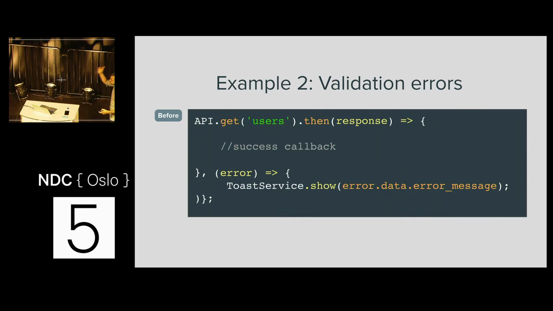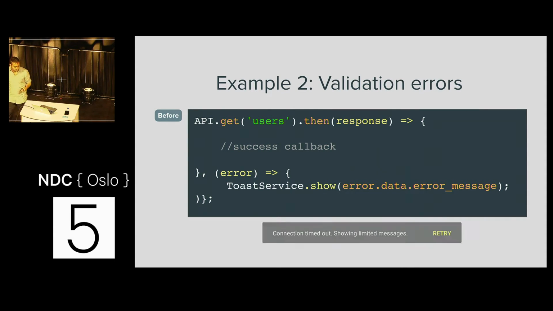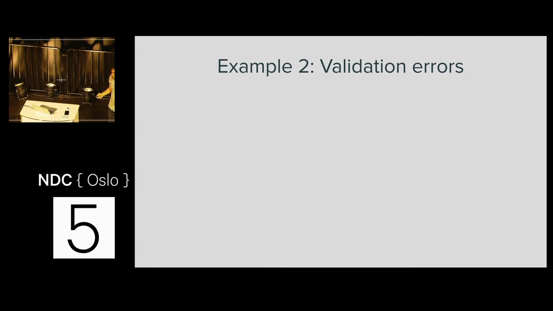So I would go and inject the toast service, and then I would show error.data, error message. And you have to do this every single time. By the way, this is how a toast would look like, for example. So instead of doing this tedious process on every single API call, what you would do is start by configuring it.